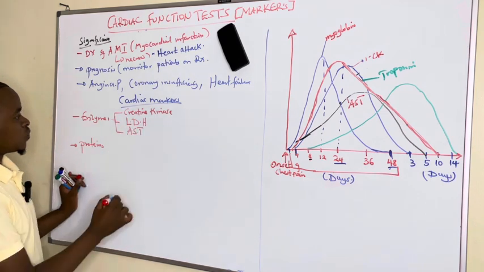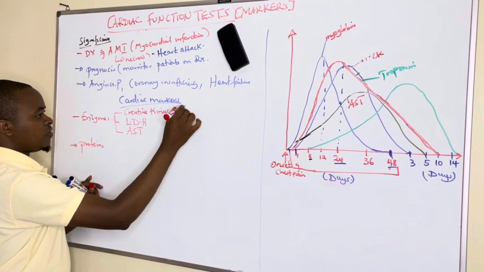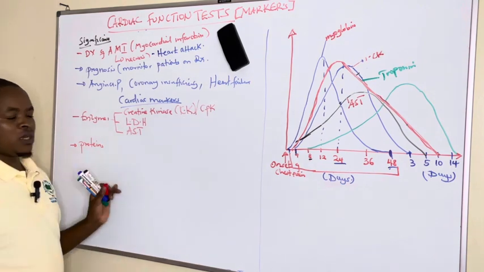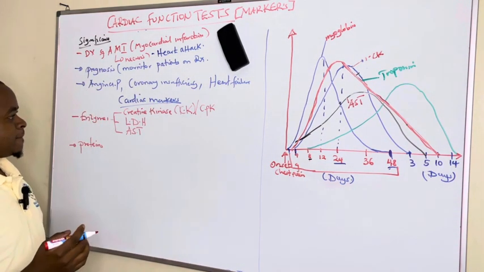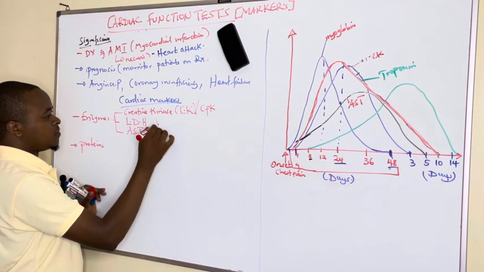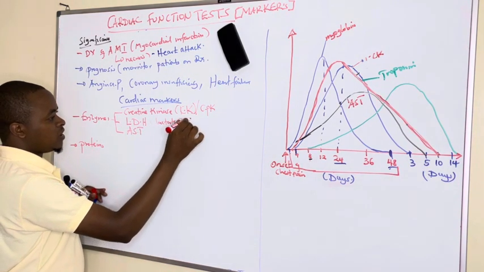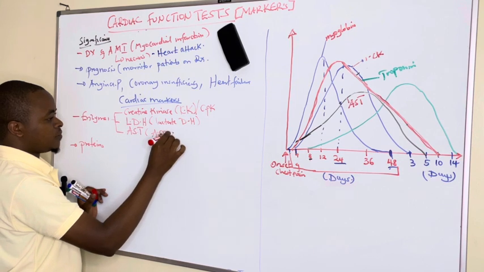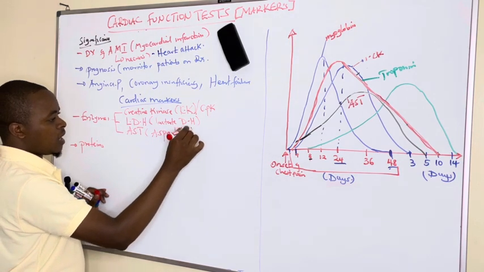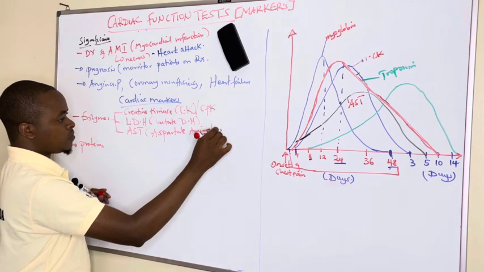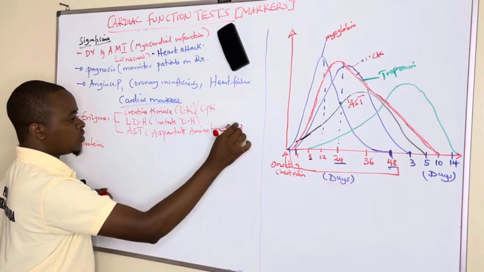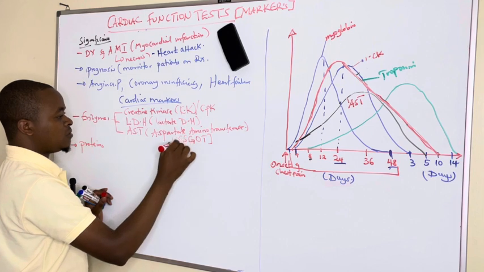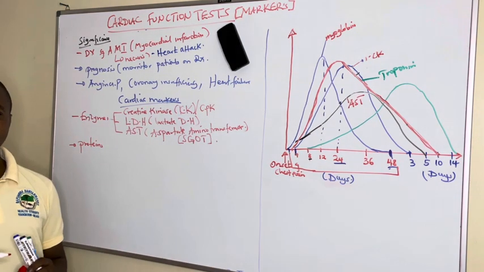In abbreviations, we can call it CK, or sometimes CPK, meaning creatine phosphokinase. Then LDH, that is lactate dehydrogenase, and AST is called aspartate aminotransferase, or formerly we used to call it SGOT. You can even call it serum glutamate oxaloacetate transaminase. So these are the enzymes among the cardiac markers.